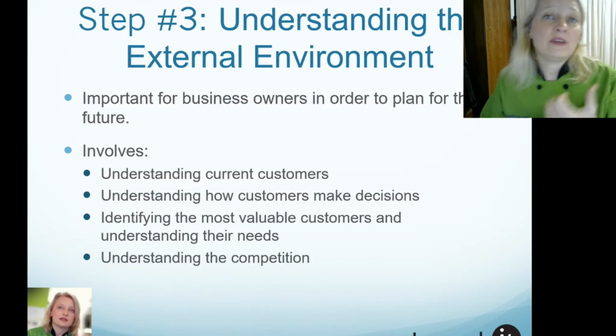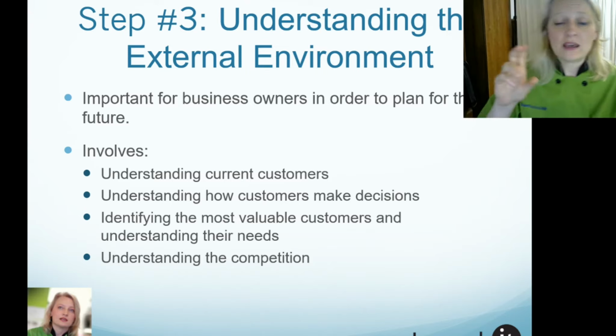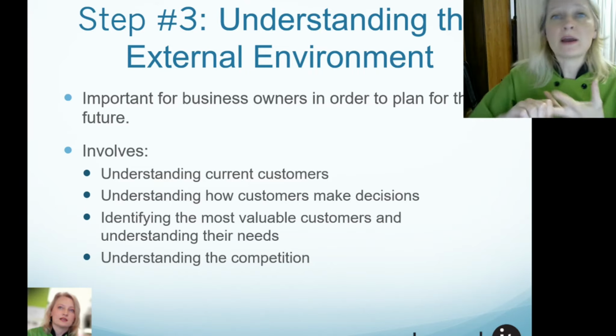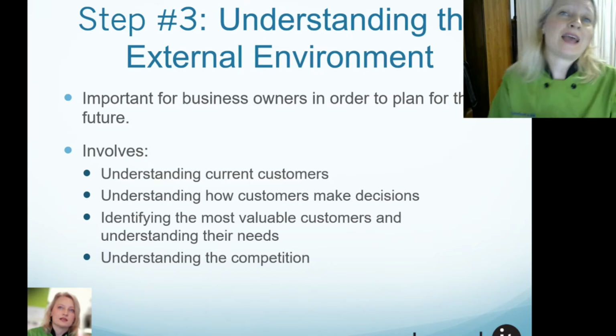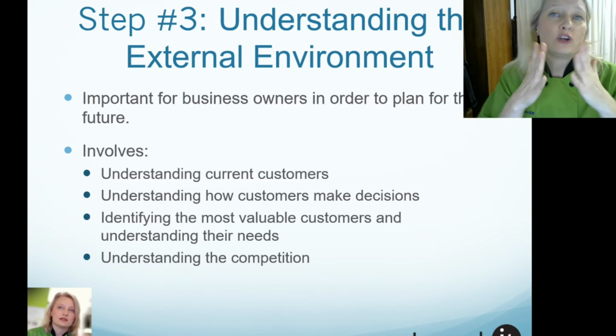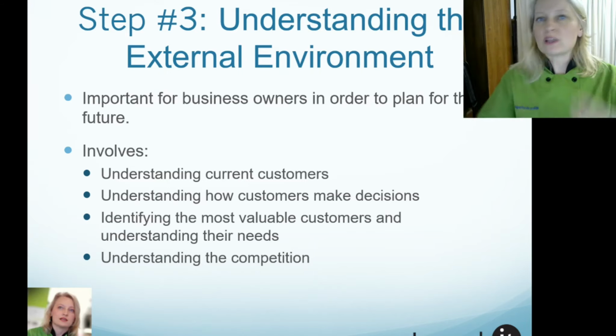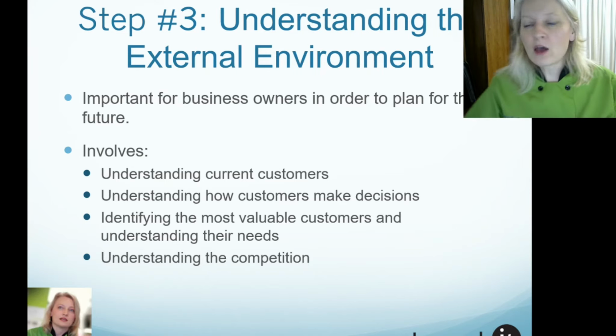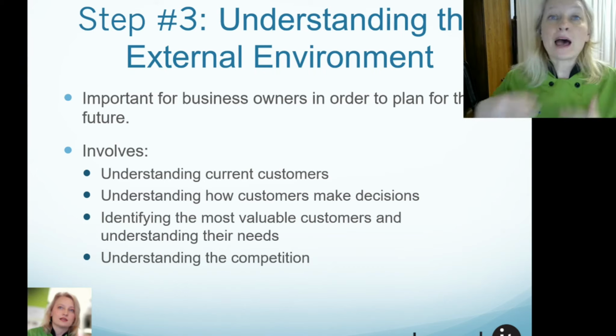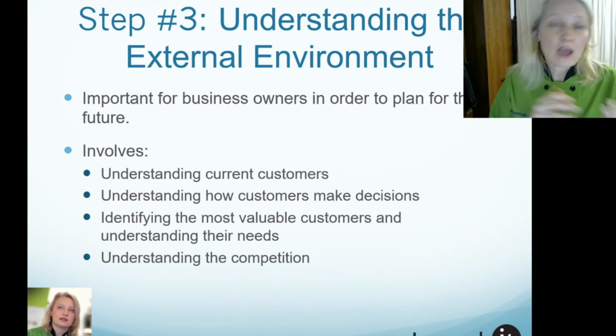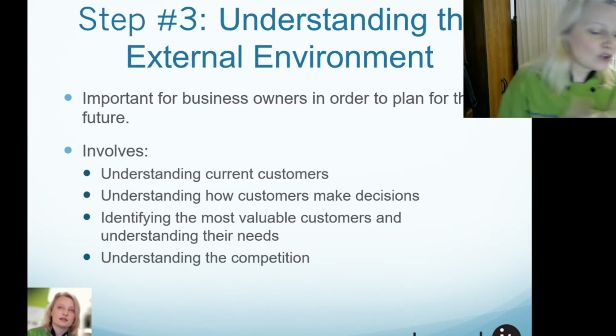It could be convenience. It could be efficiency. It could be better health. It could be vitality. It could be getting thinner. It could be better hair. It could be a better respiratory system. There's all kinds of things. I'm mentioning a lot of health things because I have a lot of customers that have health food businesses. So I mention that a lot.